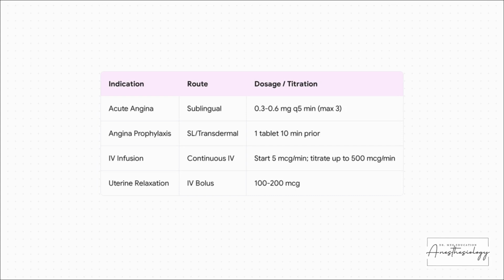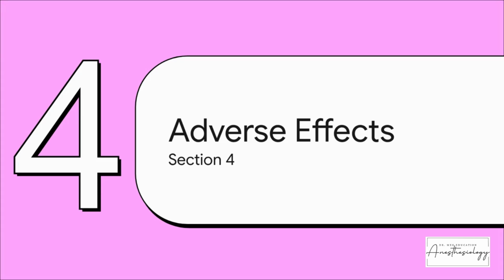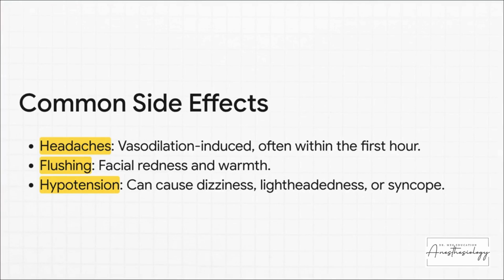Of course, with such a potent drug, effective use also means being vigilant about its predictable side effects and knowing exactly how to manage them. The most common adverse effects you'll encounter, things like headache, flushing, and hypotension, aren't some strange, unexpected reaction. They are the direct, predictable result of nitroglycerin's main job, vasodilation. It's crucial to counsel patients on this, especially about the potential for dizziness or even fainting from a drop in blood pressure.